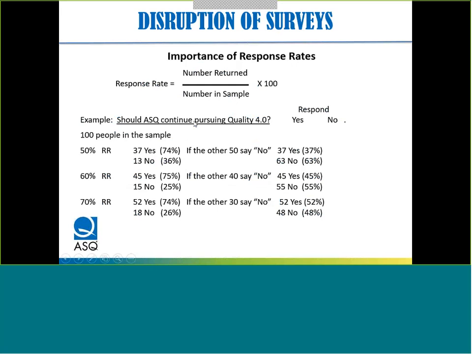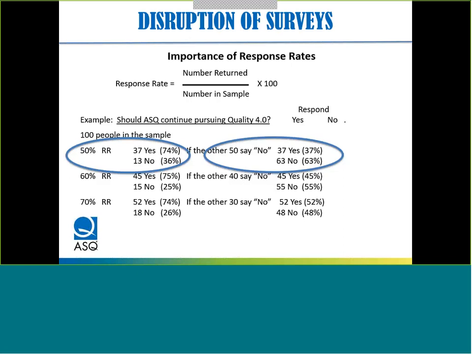So if we send out 100 and ask that question, and we get a 50% response rate, if half the people respond and 37 are yeses and 13 are nos, we're really excited. We've got 74% of the people that say, yes, we should continue to pursue it. But what if the other 50 who didn't respond would have said no? We have a totally different result by our sampling and in our survey. So we need to be careful when we start looking at surveys and start looking at response rate to see if in fact the response rate will give us the same result if we had this kind of a result from those who did not respond.